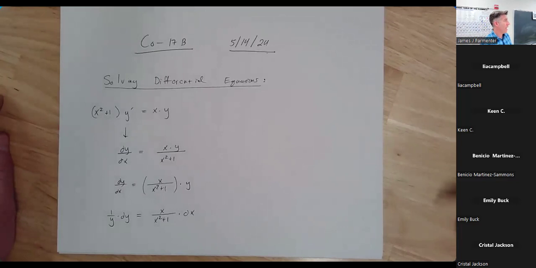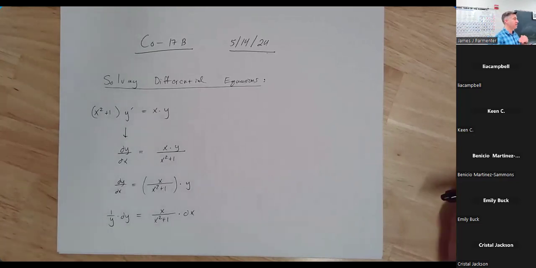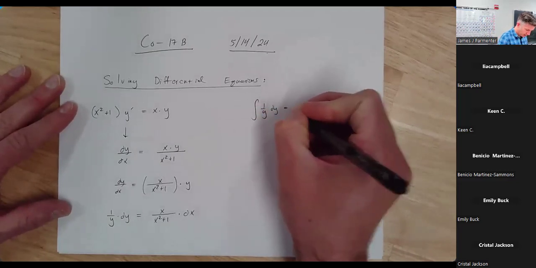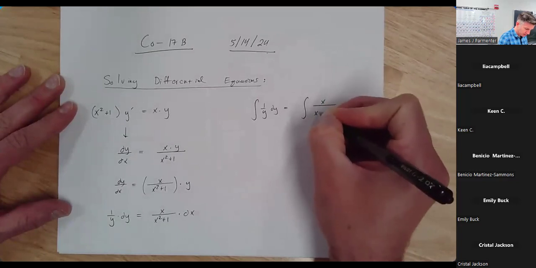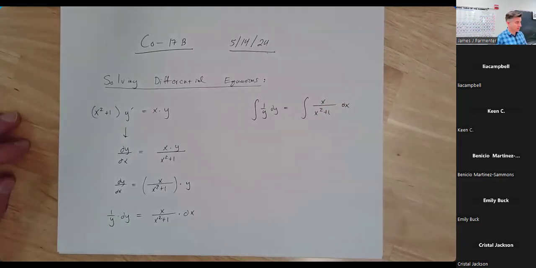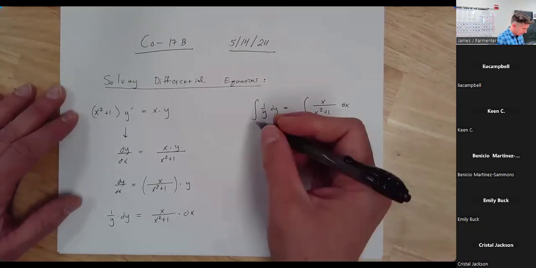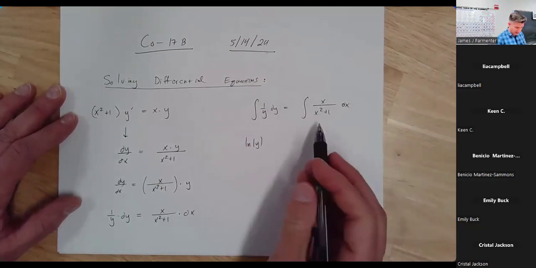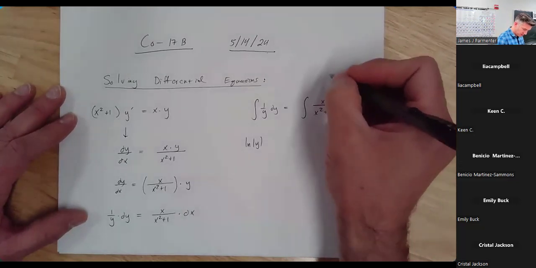After we have separated the variables, that's when we solve the differential equation by anti-differentiating both sides. We take the antiderivative of 1 over y dy equal to the antiderivative of x over x squared plus 1 dx, and we integrate. We might have to use u substitution or integration by parts or partial fractions or any one of the methods we've already learned for how to integrate things. On the left-hand side, the integral of 1 over y is the natural log of the absolute value of y. On the right-hand side, we have to do a u sub here.